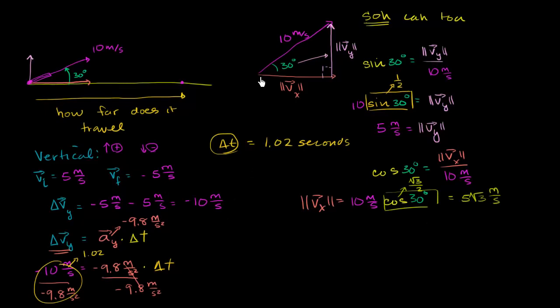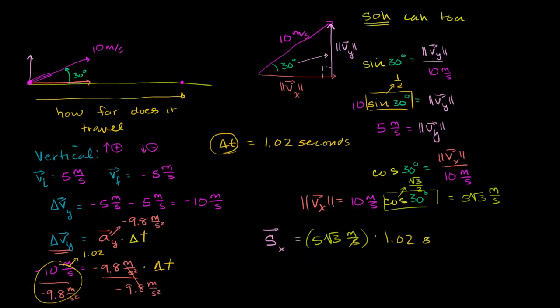So if I want to figure out the entire horizontal displacement, that's what we're trying to figure out. The horizontal displacement, S for displacement, is going to be equal to the average velocity in the horizontal direction. And that's just going to be this 5 square roots of 3 meters per second, because it doesn't change. It's going to be the 5 square roots of 3 meters per second times the change in time, how long it is in the air. And we figured that out. It's 1.02 seconds. The seconds cancel out with seconds, and we'll get an answer in meters.